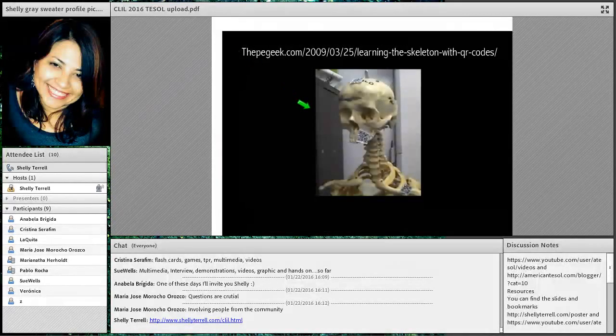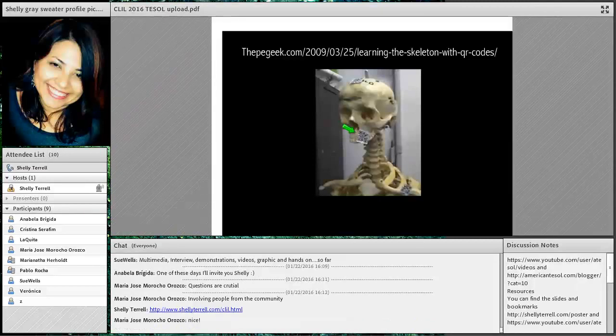One of my favorite ways I've seen QR codes used is the PE Geek. He teaches health, and what he does is he has students scan the codes around the different parts of the body of a skeleton. Now, I like that because that's really difficult to teach students. A lot of language learners would have difficulties. I had difficulties, and I'm a native speaker, but I had a hard time learning about the parts of the body.